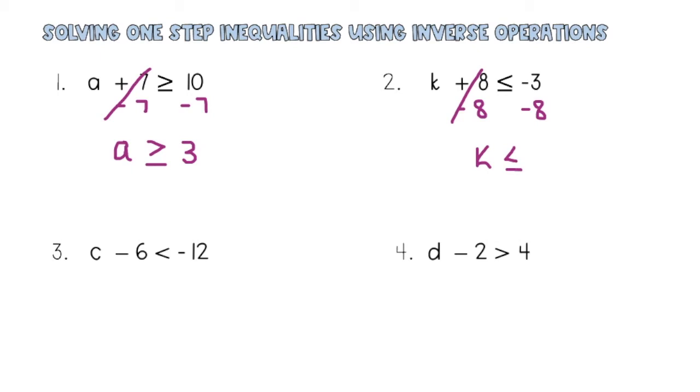And here, a negative 3 and a negative 8, I have to be careful. Both of my numbers are negative, so I'm going to combine them. So my inequality is k is less than or equal to negative 11.